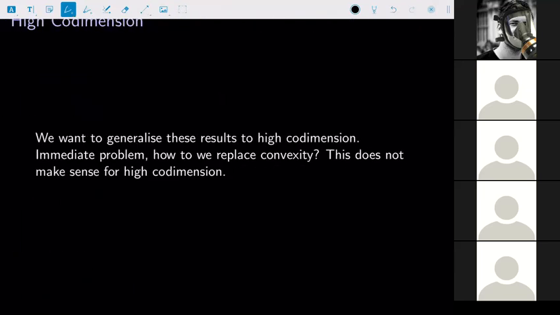Now, what do we want to do? Well, I'm interested in high codimension. So the thing I want to do is to generalize these results to high codimension. Now, there's an immediate problem because if you try to generalize Huisken's result to high codimension, you need to replace convexity.